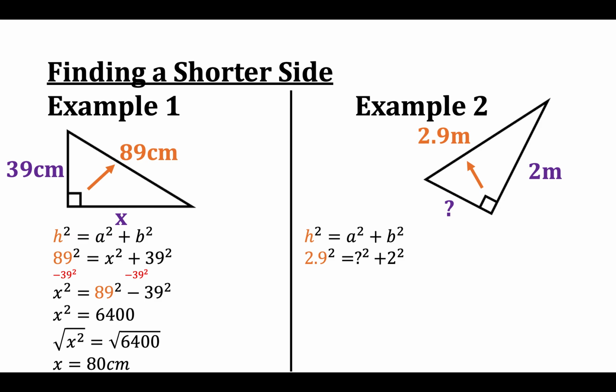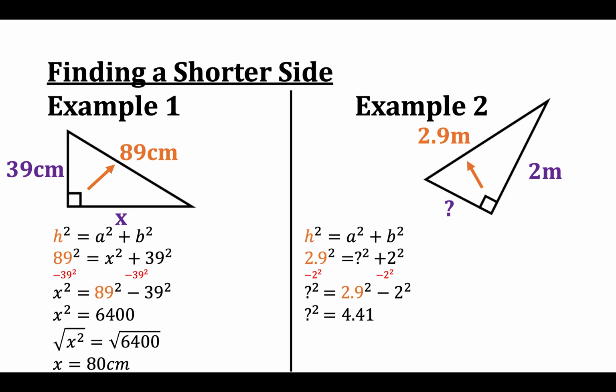Now we need the question mark to be the subject of our formula. So at the moment, the square of the question mark also has 2 squared being added on to it. So we need to subtract that 2 squared from both sides to give us question mark squared is equal to 2.9 squared minus 2 squared.